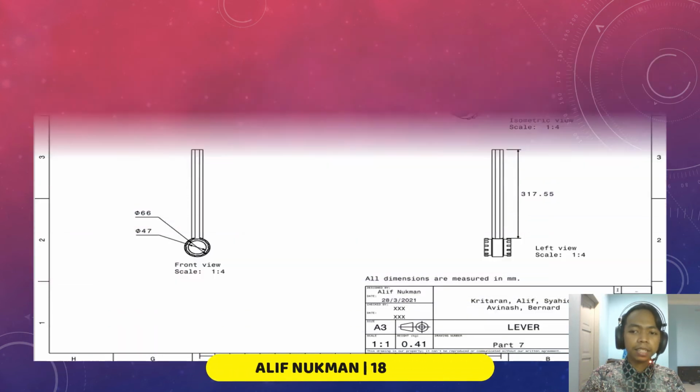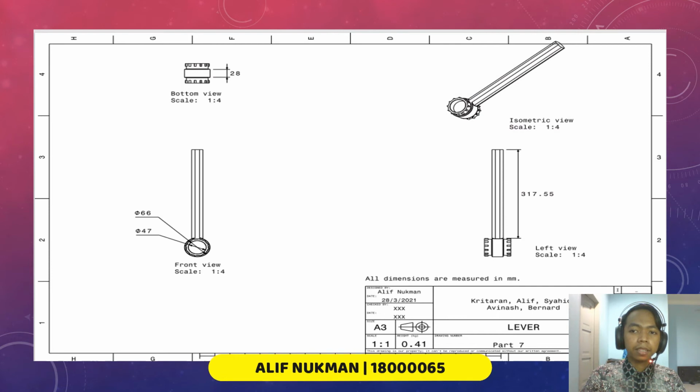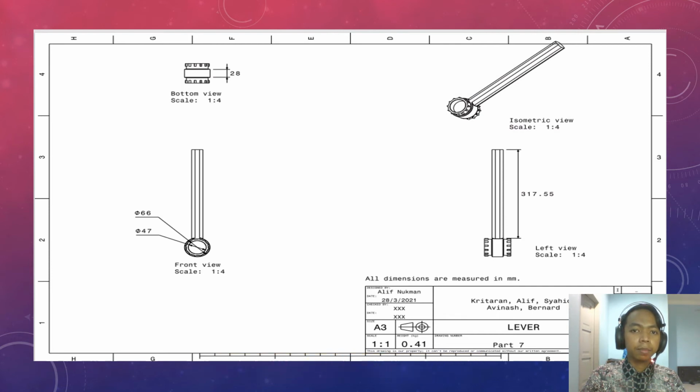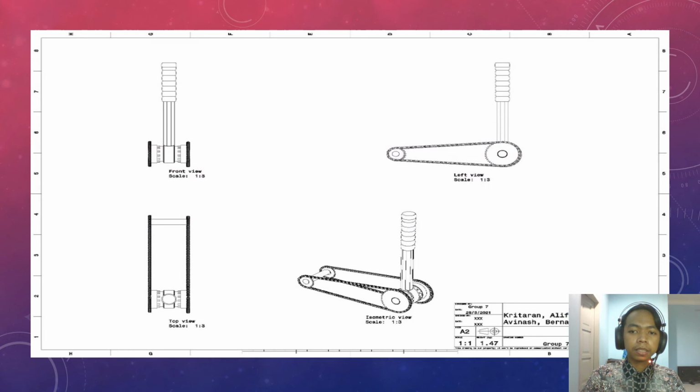And our last part is the lever. The lever length is chosen based on the maximum length given, which is 0.5 meter including the handle. And as you can see, the lever also consists of teeth, which is used to translate the motion from the lever to the sprocket. So after we assemble all the parts, our lever propulsion mechanism will look like this.